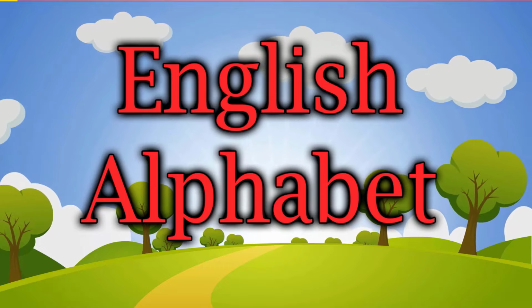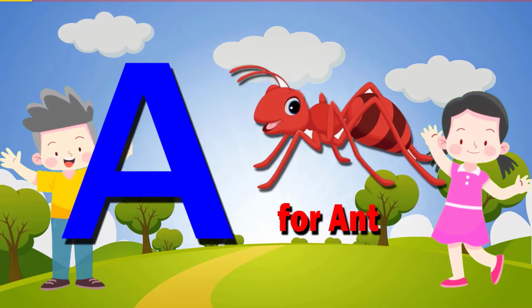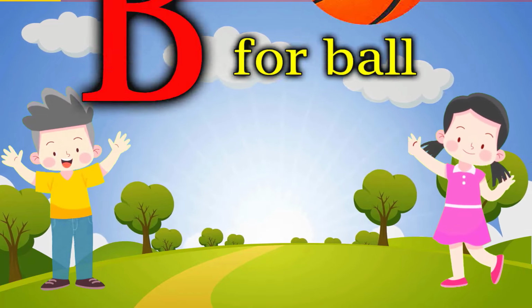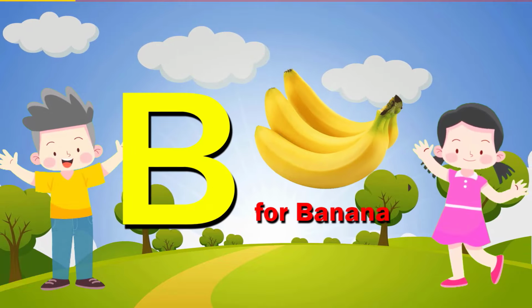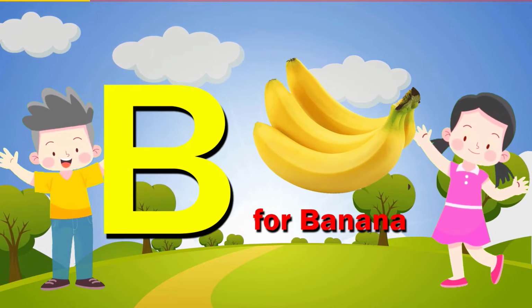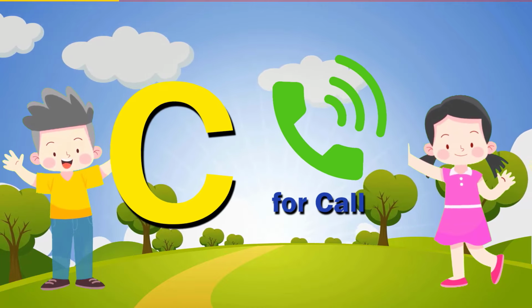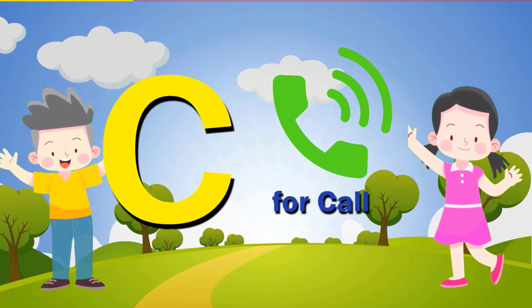English alphabet. A for apple, A for ant. B for ball, B for banana. C for cat, C for call.